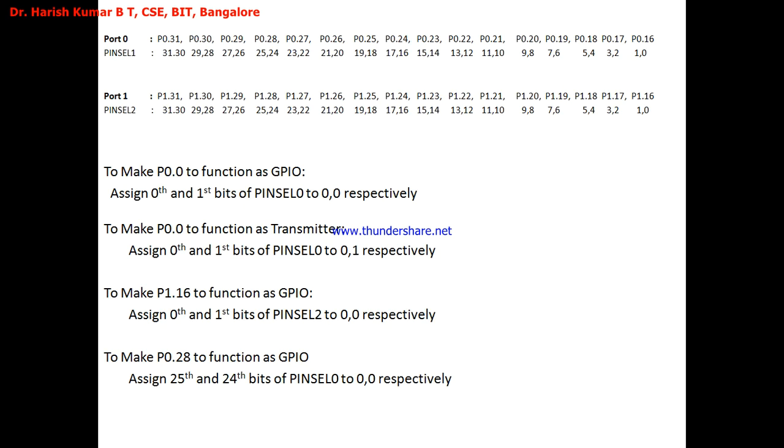Now PINSEL register 0 is for defining the function of the port pins from 0.0 to 0.15, and similarly PINSEL 1 is the register which is used for defining the function of the port pins 0.16 to 0.31, and similarly PINSEL 2 is the register which is used for defining the functions of the port pins P1.16 to P1.31. Now P1.0 to P1.15 they cannot be used.